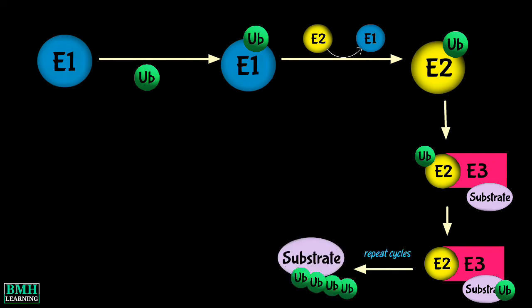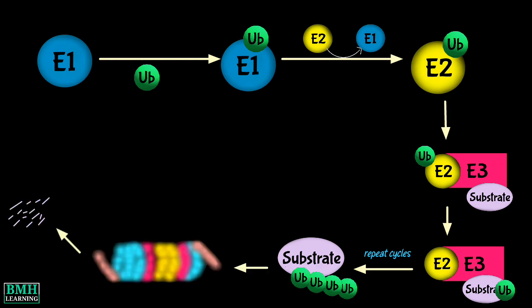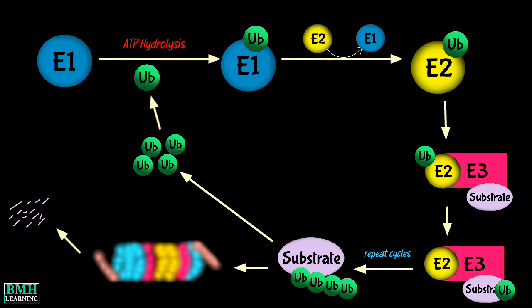Repeated actions of these three enzymes cause polyubiquitination of the substrate. This is followed by degradation of the polyubiquitinated substrate by the proteasome. This leads to the release of free ubiquitin molecules, which can again bind with E1 to initiate the ubiquitination of another substrate. This process requires energy, which is obtained from the hydrolysis of ATP.